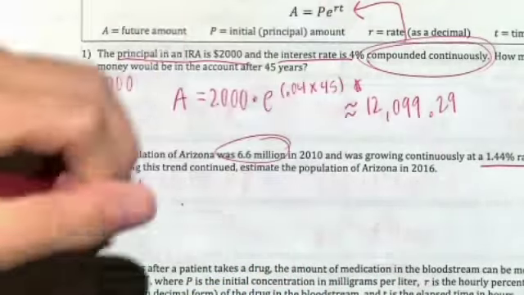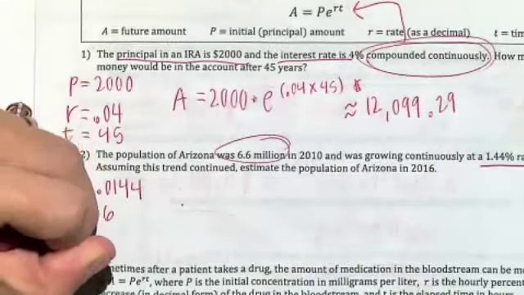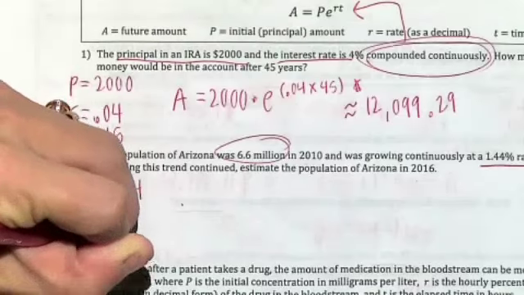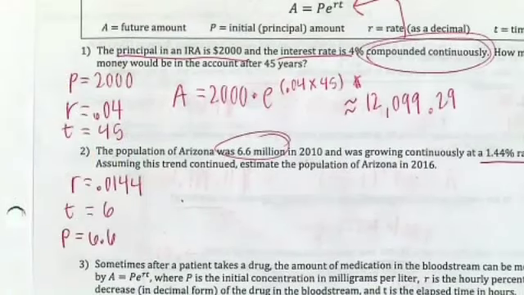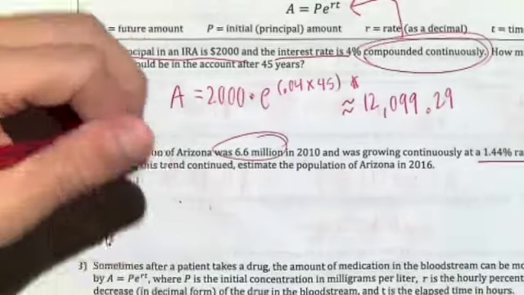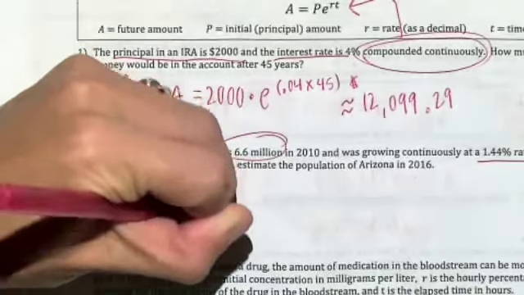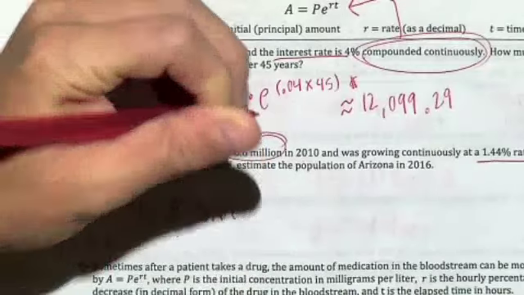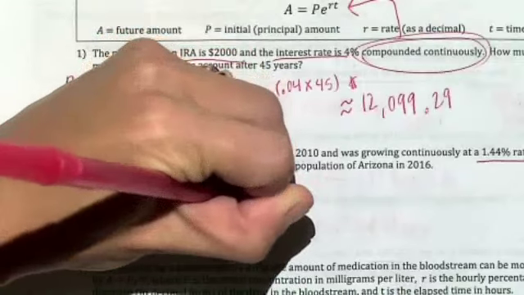Then what did we start with? We started with 6.6 million people. So I'm going to do exactly what I did earlier. I'm going to put this in my formula. If you want to pause the video and see if you can do it on your own, please feel free to do so.